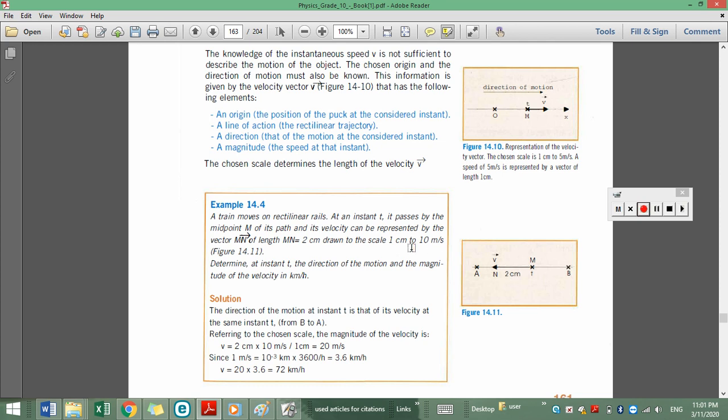Given a scale of 1 cm to 10 meters per second, V is 2 cm, this means that the speed, the magnitude, is 2 cm times 10, which is 20 meters per second. Then we convert it from meters per second to kilometers per hour by doing the necessary conversion, which is multiplying by 3.6. From meters per second to kilometers per hour, we have to multiply by 3.6.